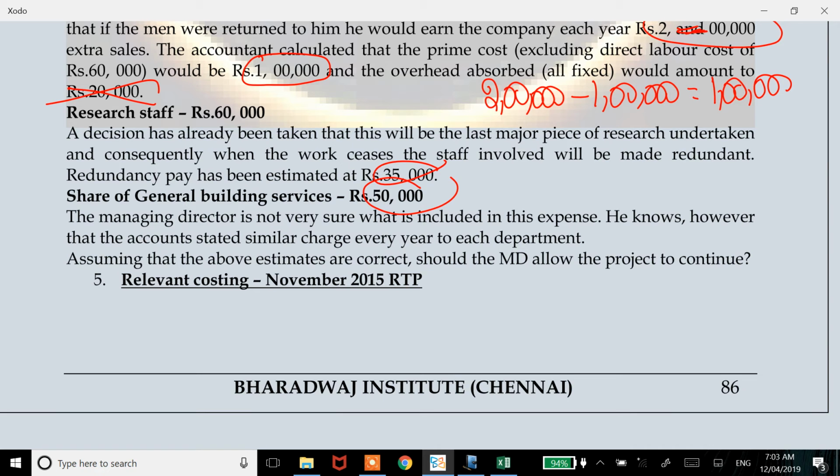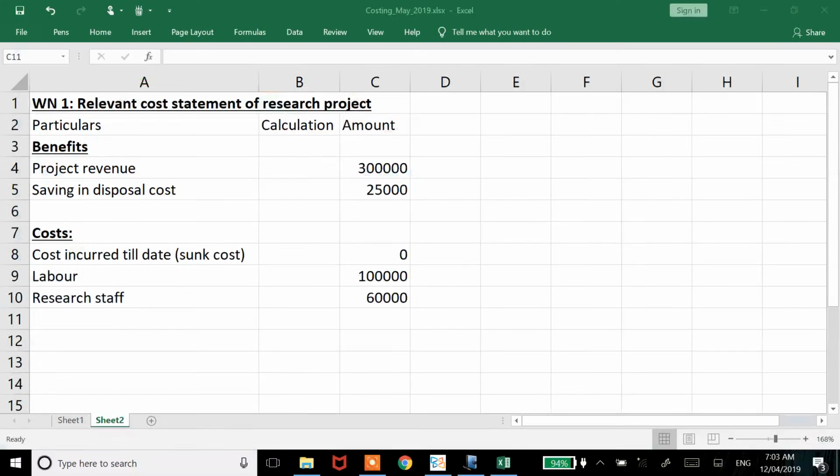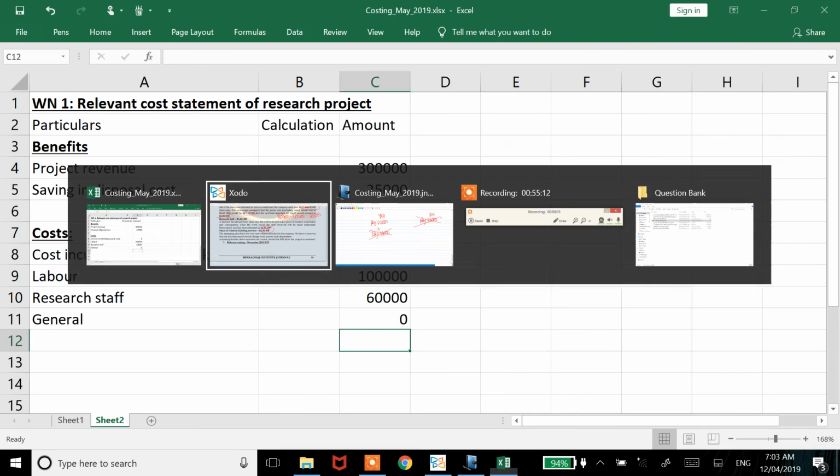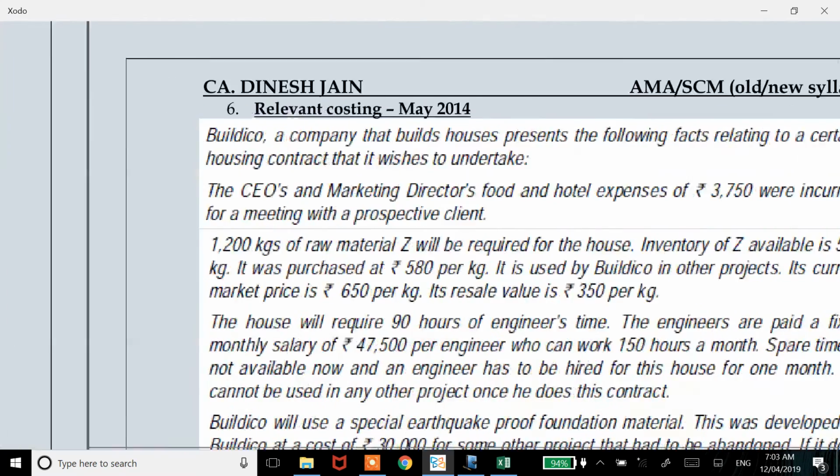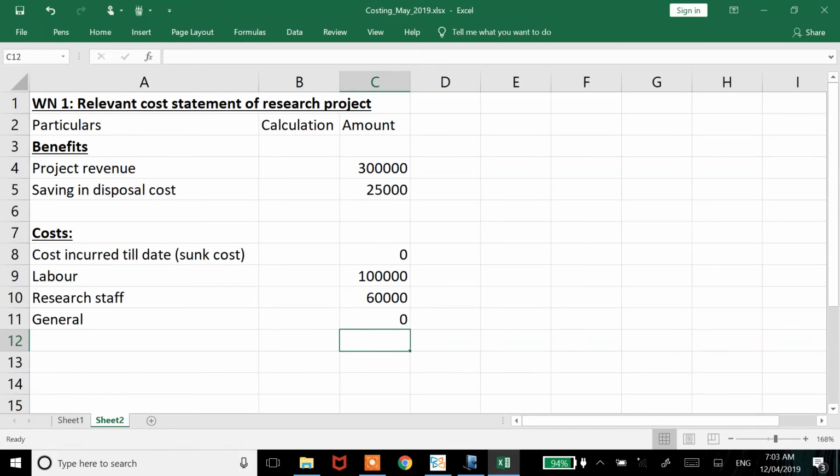Some question will say, because the managing director is not very sure what is included, all this they will give. Because of this project, the general building expense increases by 5,000 rupees. That extra 5,000 alone is relevant. So share of general building service is 0. You will add the benefits, you will add the cost, and then get to the answer.